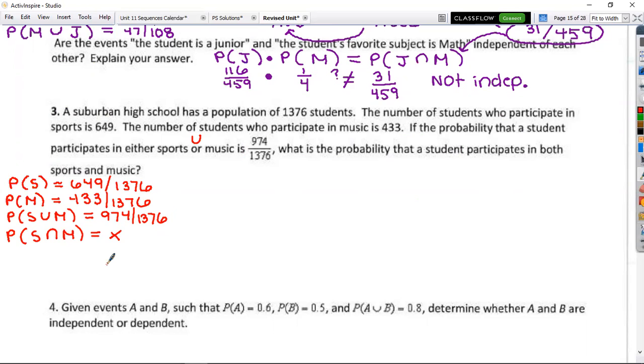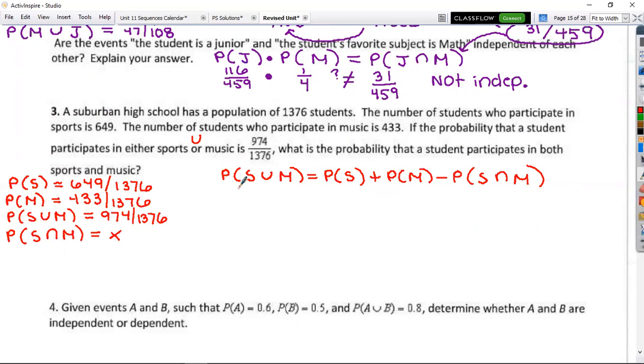Would you guys agree I can use the same formula as before? 3 out of 4 things? So I'm going to say the probability of S or M is equal to the probability of S plus the probability of M minus the probability that they occur together. So S and M. And then you plug in for whatever you have, and then X is whatever's missing.